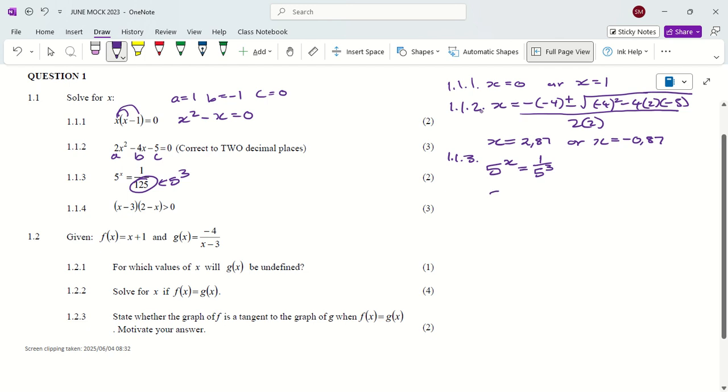Then now this is going to be 5 to the exponent x is equal to, then we know this is a negative exponent, so it's going to be 5 to the exponent -3. Then x is equal to -3. Very simple. Okay, sharp. Then now we go to 1.1.4.